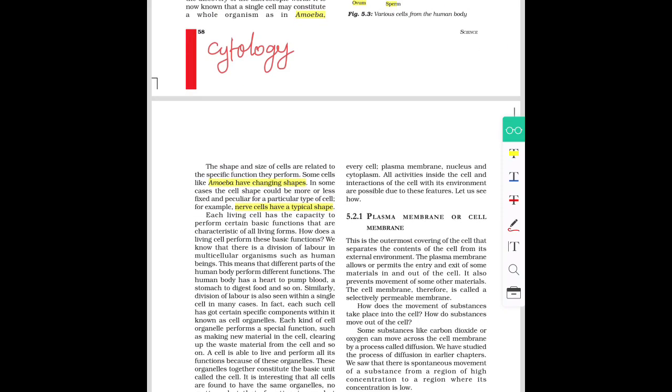According to number, we classified organisms as unicellular and multicellular. Now let us see what is division of labor. Each living cell has the capacity to perform certain basic functions that are characteristic of all living forms. How does a living cell perform these basic functions? We know that there is a division of labor in multicellular organisms such as human beings. What is division of labor?